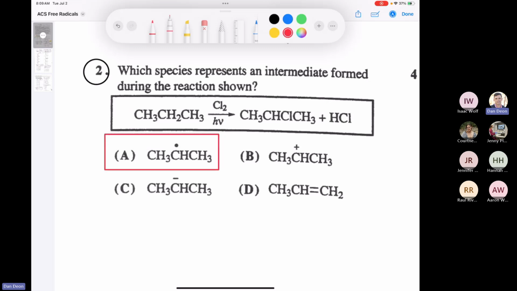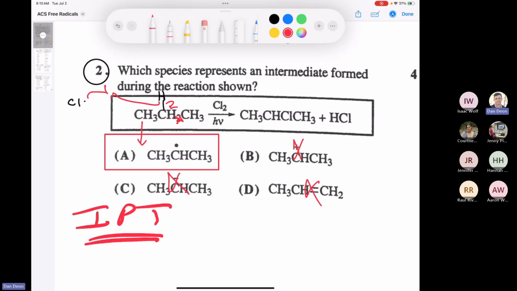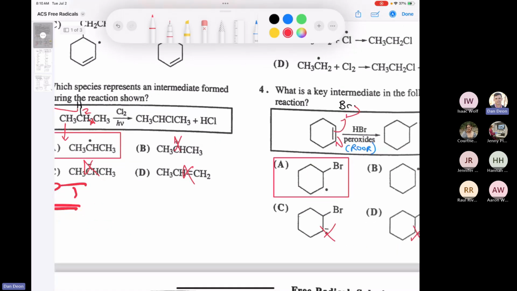The chlorine radical. So if we draw the hydrogen in here, the chlorine radical is going to abstract that hydrogen so that we end up with this radical here. We're definitely not going to form a carbocation. We're not going to form a carbanion, and we don't form a double bond either. So again, go back and review the initiation, propagation, and termination steps of free radical chlorination.